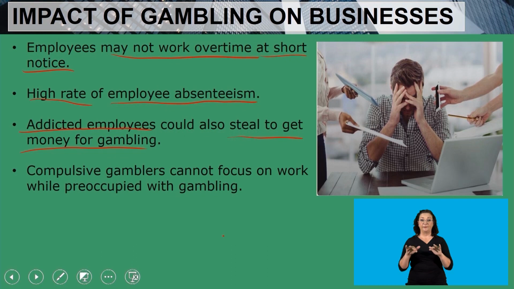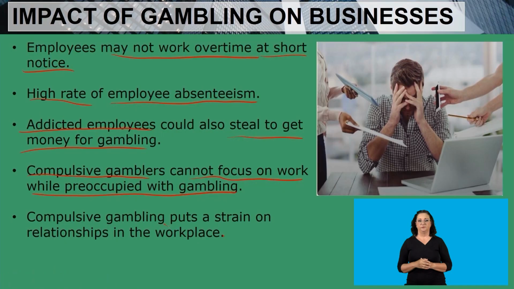Compulsive gamblers cannot focus on work while preoccupied with gambling. A person who's addicted to gambling cannot focus on their work while they are busy gambling, because if they are focusing on their work, they could feel as if their work will distract them and make them lose instead of winning on whatever gambling they have bet on.